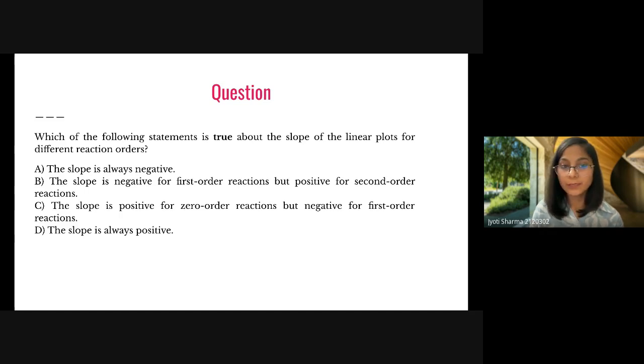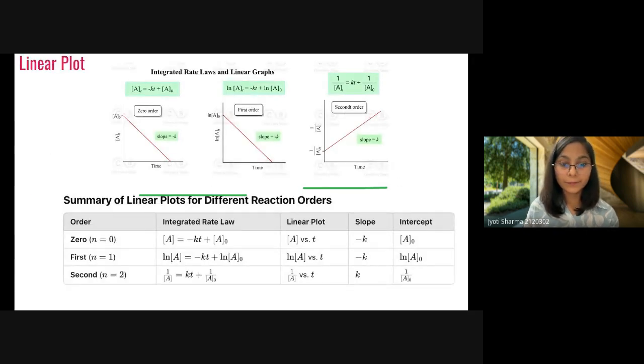Ipshmita gave me answer B. That slope is negative for the first order but positive for the second order. Yes, this is the right answer because we already have discussed, right? This is, I think, very essential for you.